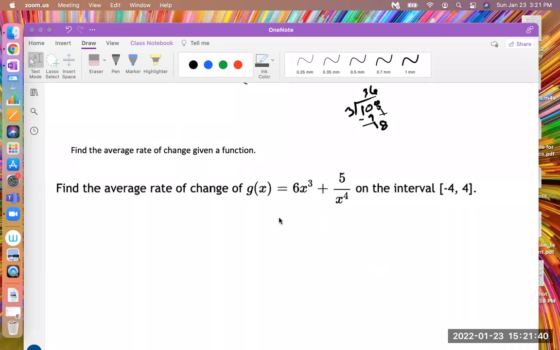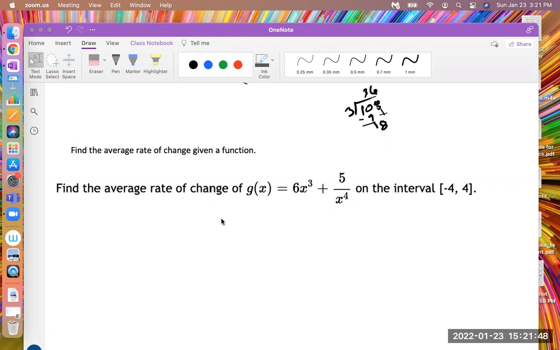I'm doing this video to help you find the average rate of change when given a function. So say, find the average rate of change of this g of x equation on this interval.